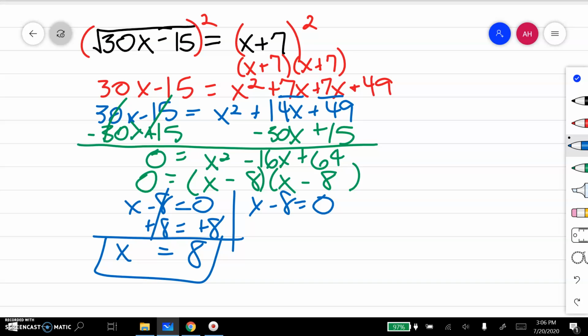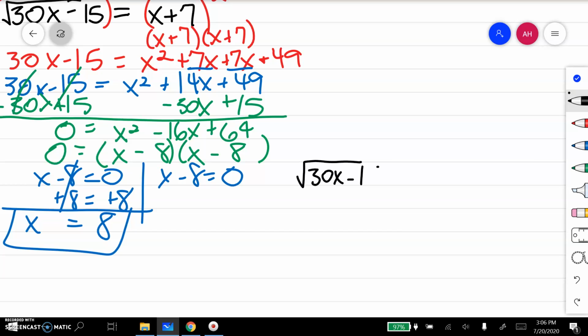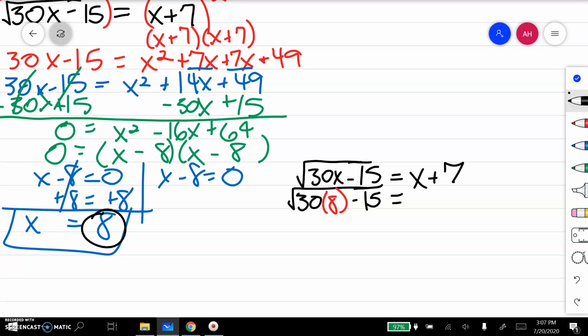So I'm going to plug this in so that we can check our answer. So our original equation is square root of 30x minus 15, and that was equal to x plus 7. So we're going to take this 8, put it in for the x, and make sure that it works out. So we've got 30 times 8 minus 15 under the radical. And then on the other side, we're going to have 8 plus 7, and we want to make sure these are equal.